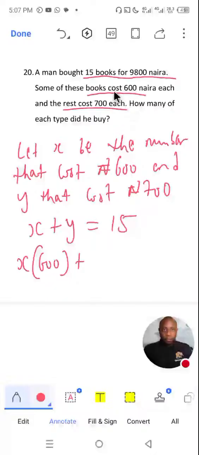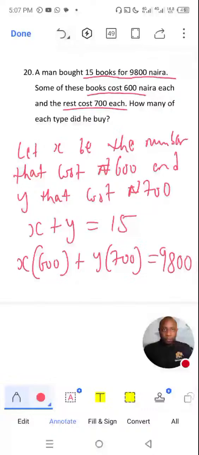the same thing to what's the next one? 700 naira. We said let y be the number of books that cost what? 700 naira. So you are going to do 700 times y, or y times 700, and you must equate it to the total cost of all the books, which is what? 9,800 naira. Are you still with me?